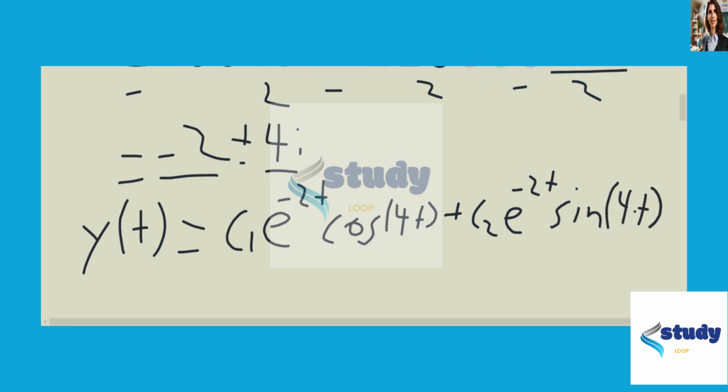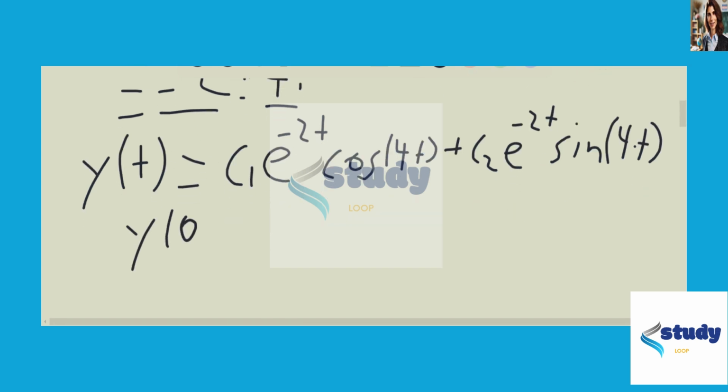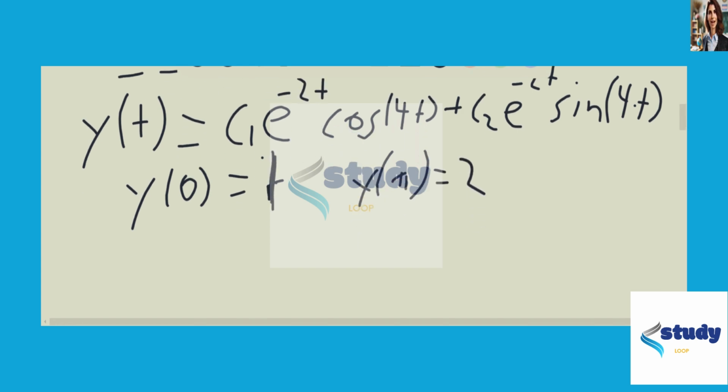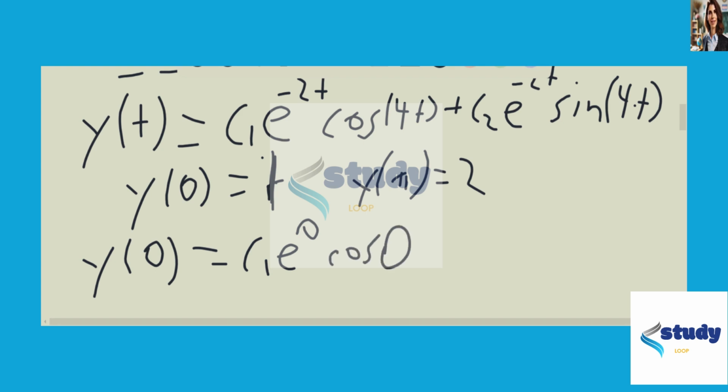Now we're going to have to plug in our boundary conditions. Y of 0 is equal to 1. Y of pi is equal to 2. So we'll find y of 0. This is going to be c1 e to the 0 cosine of 0, and then the second term, which has sine of 0, and sine of 0 is equal to 0. So no matter what c2 is, we'll have a plus 0.